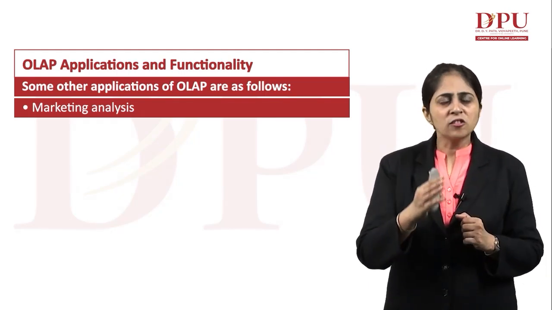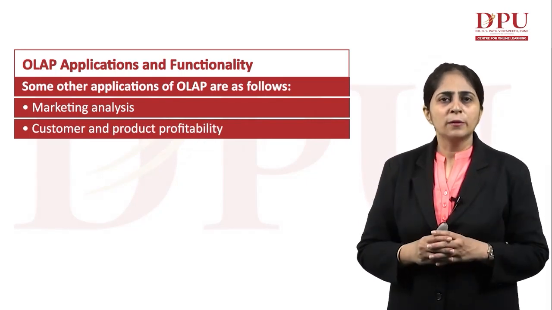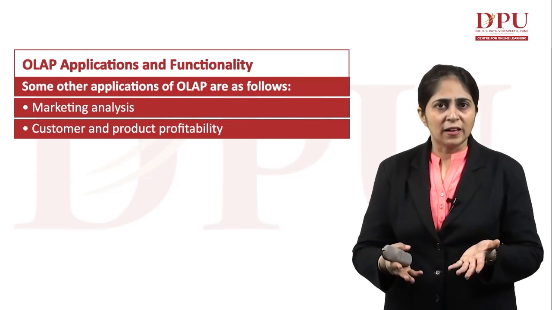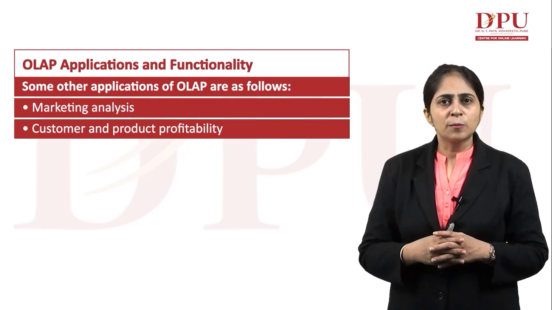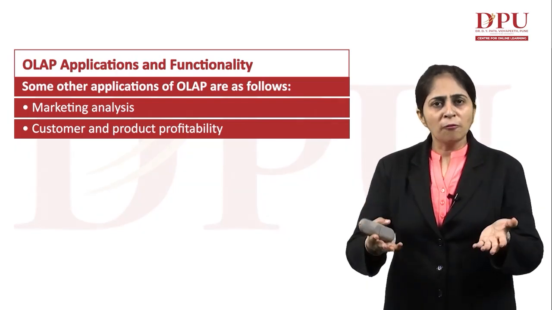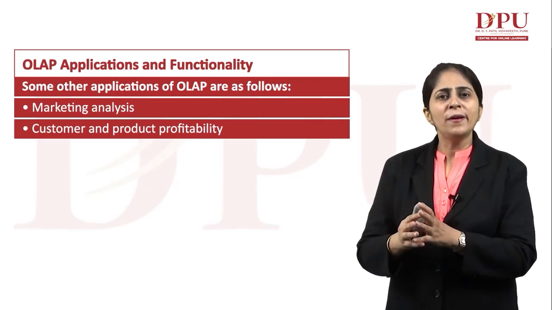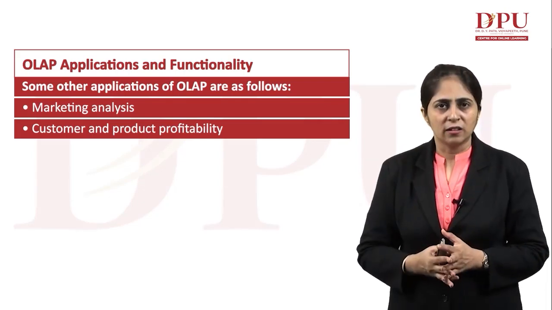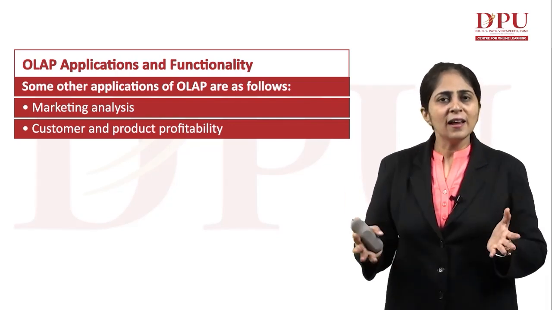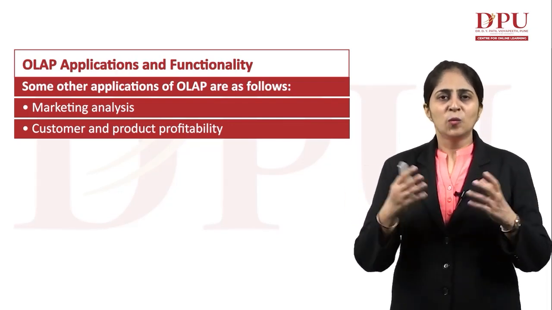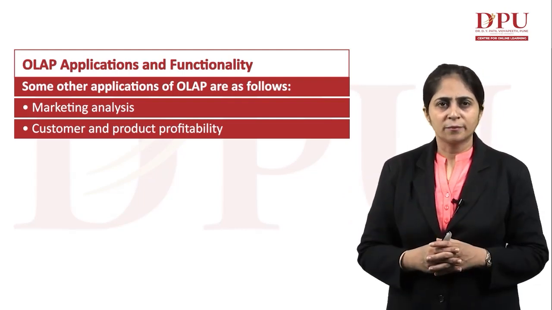Then for customer and product profitability, how can this product be used in a profitable way, so that the customer and the organization that is producing them, both of them profit more and more using this product. What all improvements in our product can be done? So for customer and product profitability, we need to analyze the data related to the product, which can be done easily with the help of online analytical processing.